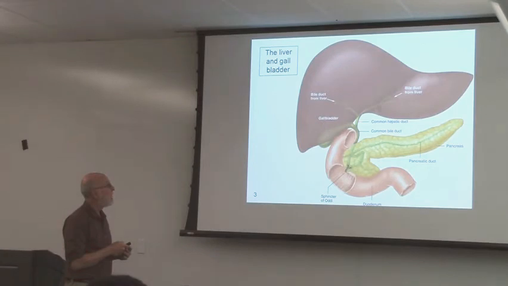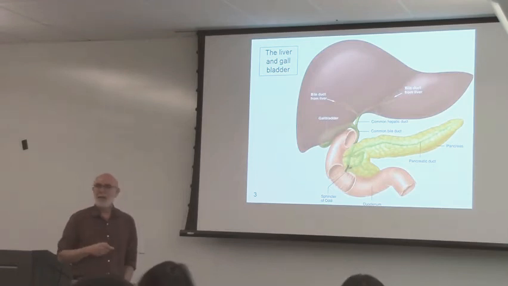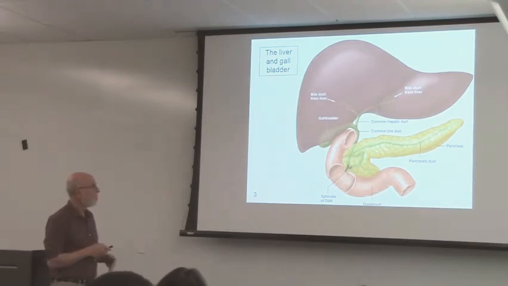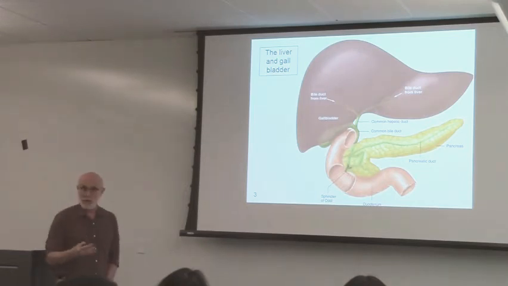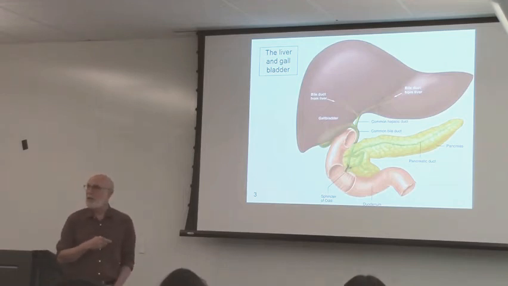The cystic duct and the common hepatic duct join to form the common bile duct, which empties into the duodenum. The empty point is called the sphincter of Oddi, or the ampulla of Vater, or a number of other names. The pancreas has a pancreatic duct, a main and an accessory pancreatic duct that also delivers pancreatic juice to the duodenum. So these are some of the plumbing terms to know about.